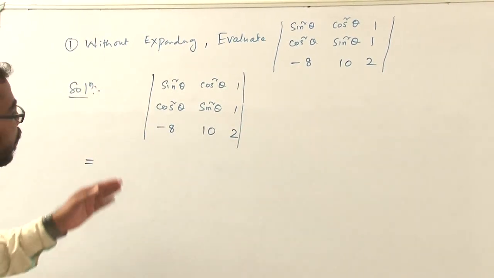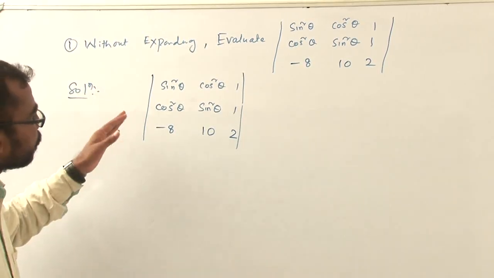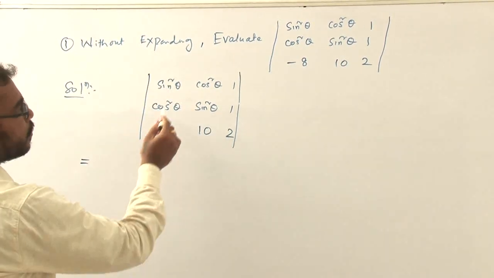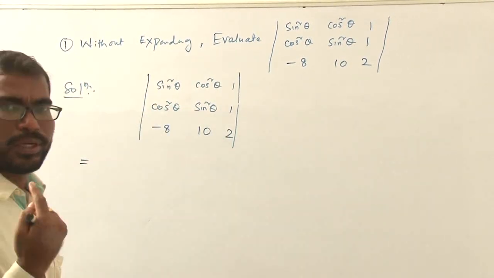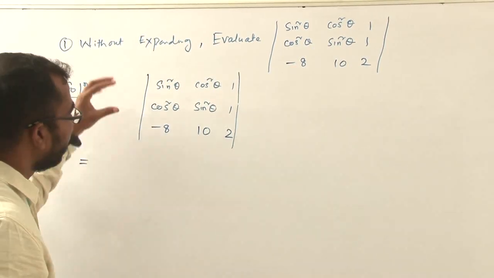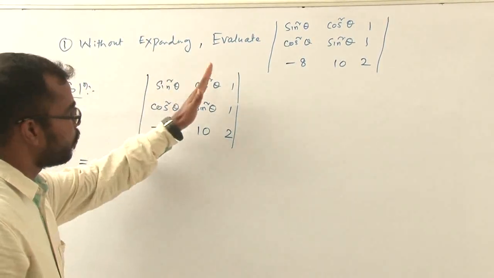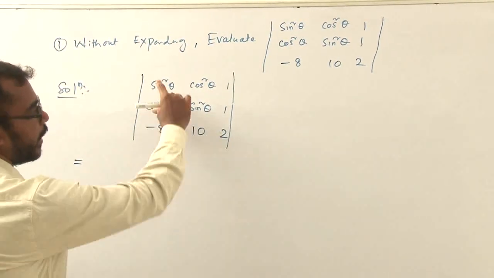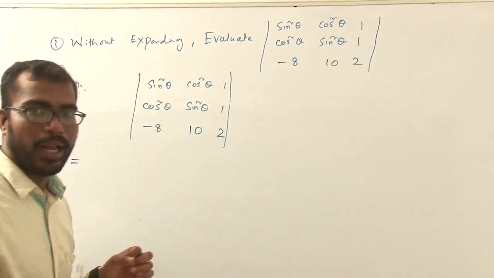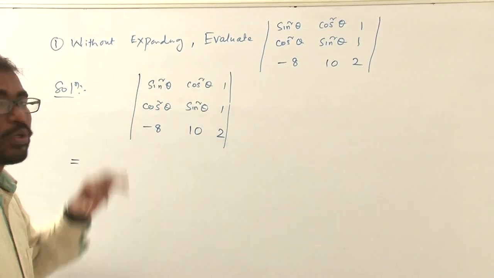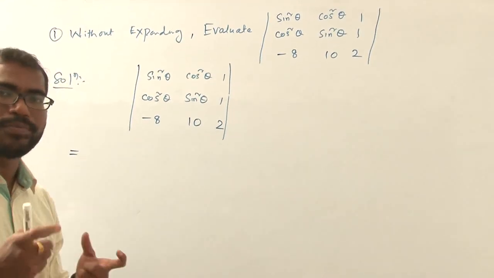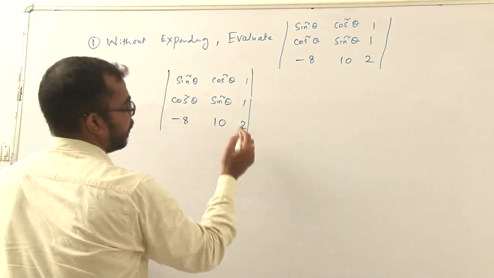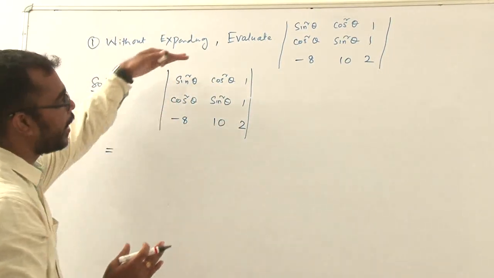So here we can add them. Suppose we apply this formula: as you know, sin square theta plus cos square theta is equal to 1. So we add any two rows or any two columns. If we add R1 and R2, then we have sin square theta plus cos square theta, and the value of sin square theta plus cos square theta is equal to 1.